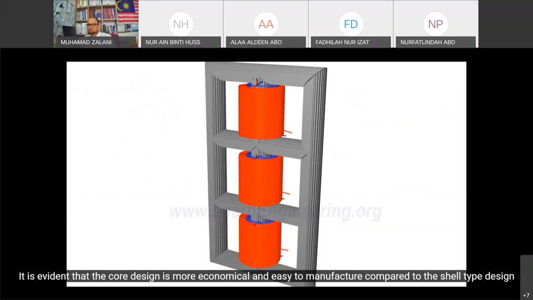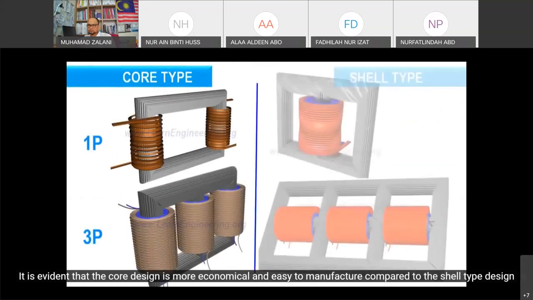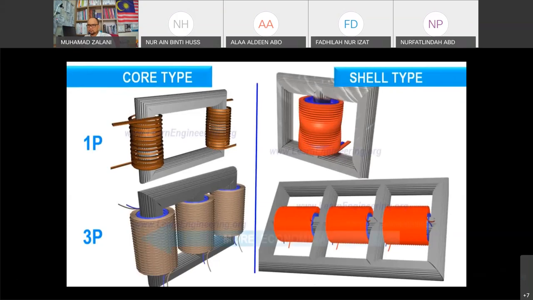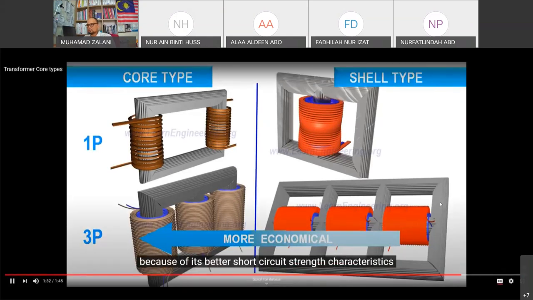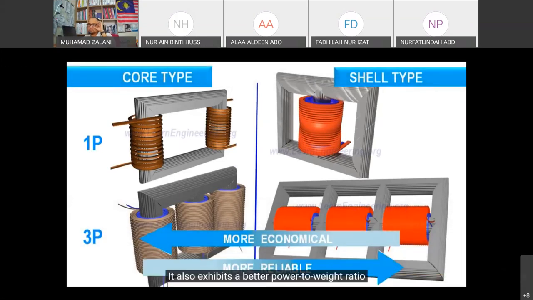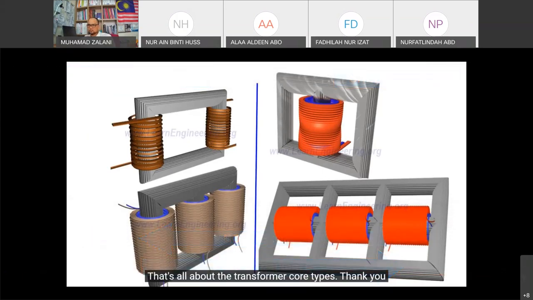It is evident that the core design is more economical and easy to manufacture compared to the shell-type design. But for high power rating and voltage applications, the shell type design is preferred because of its better short circuit strength characteristics. It also exhibits a better power to weight ratio. That's all about the transformer core types.